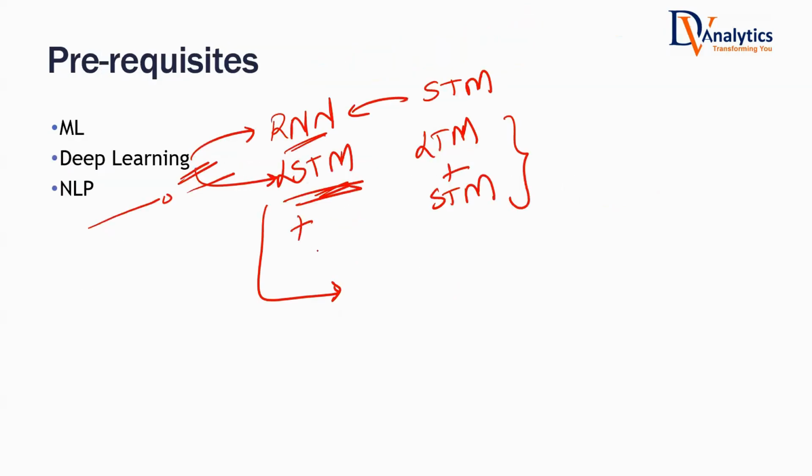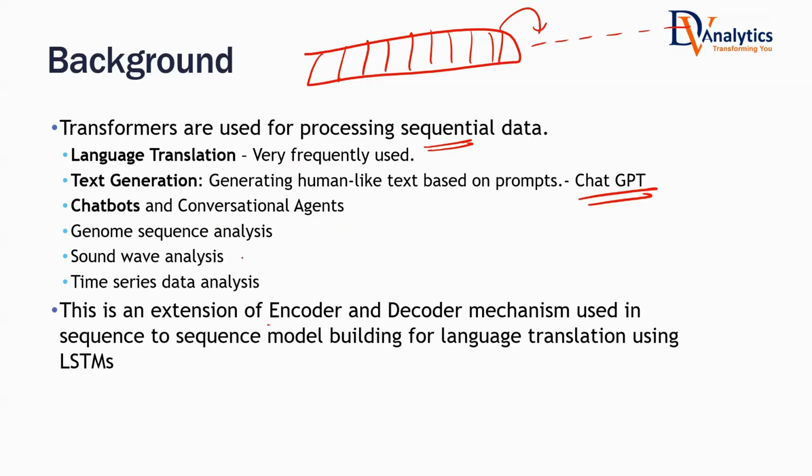Earlier it was LSTM plus encoder decoder for sequence to sequence model building for language translation. Now we will do the language translation by using transformers plus this encoder decoder plus something else without the use of LSTM. So I'm just introducing you to some words right now. I haven't really explained what their meanings are. We're going to get clarity throughout this session. Just hold on for a bit.